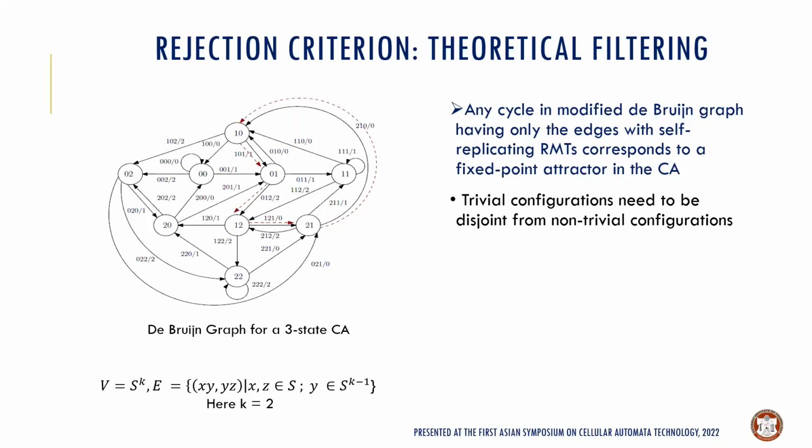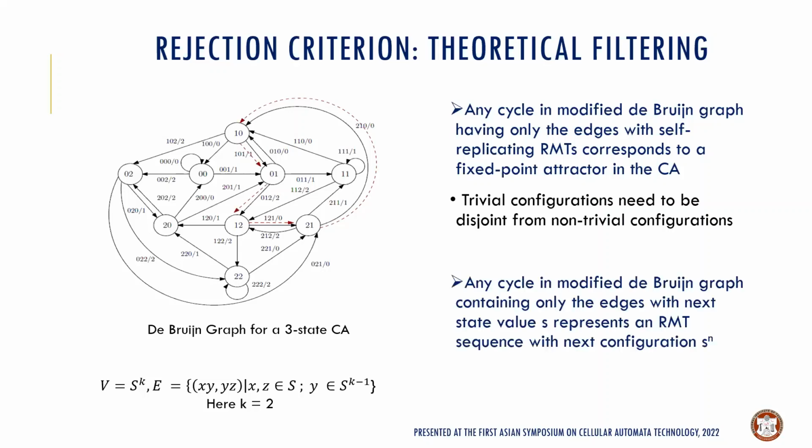Also, we want trivial configurations to be disjoint from the non-trivial configuration. Now, if we want to check for any particular trivial configuration, say 0 to the power n, for that again we can modify the Diffusion graph. We'll take only those edges for which the nested value is 0.